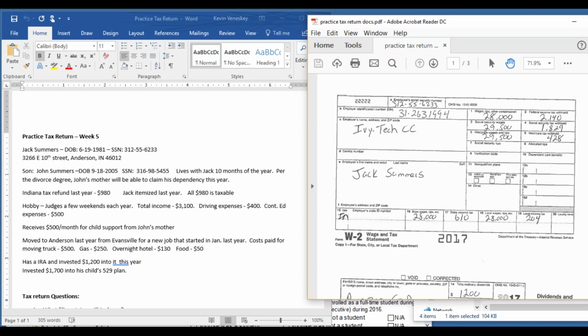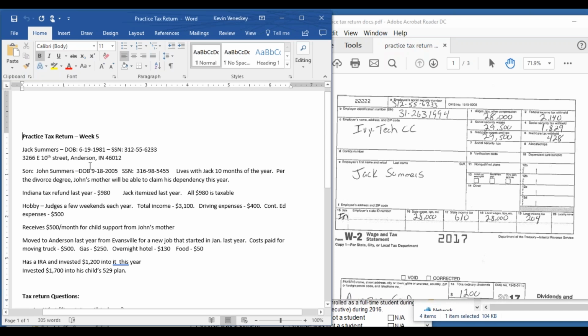If I were you, I would go through and get some of the beginning information put in, and then you can walk through with me as we complete this tax return. I'm going to go through and figure out the important parts and things that we need and won't need. So of course we'll need his opening information. He does have a son, John. John lives with him for 10 months of the year, but John's mother can claim his dependency. That's fine. We definitely need to know that.